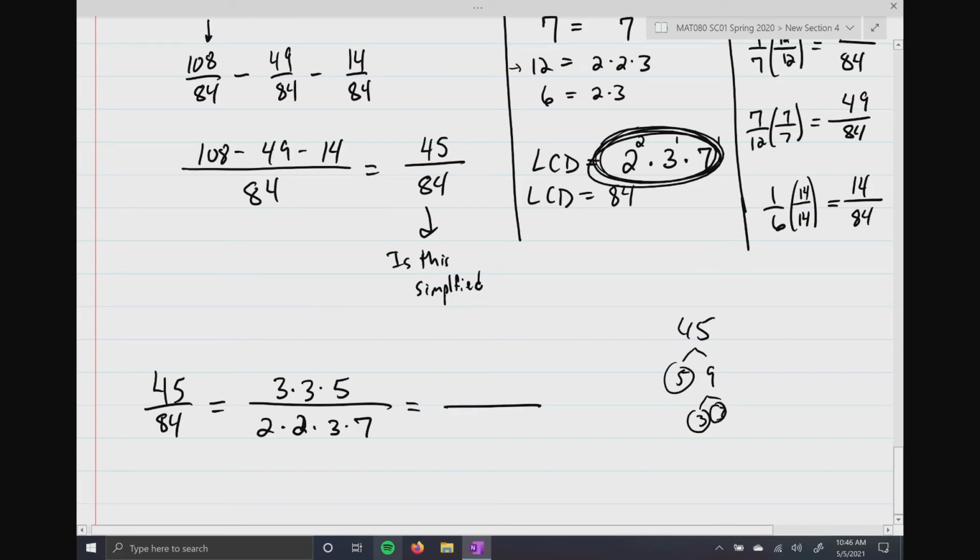The only thing we're looking for is numbers that are the same in the numerator and denominator. And there's only one. It's the 3. So I can reduce the 3. And whatever's left over is your result. Just multiply. 3 times 5 is 15. 2 times 2 is 4, times 7 is 28.